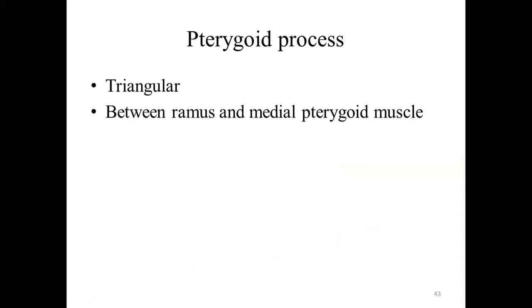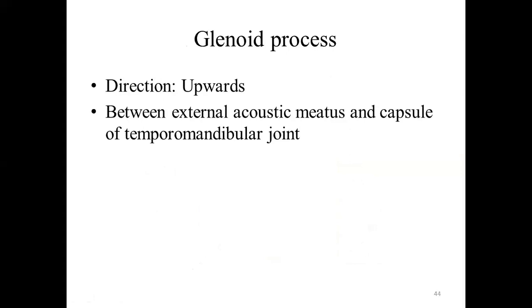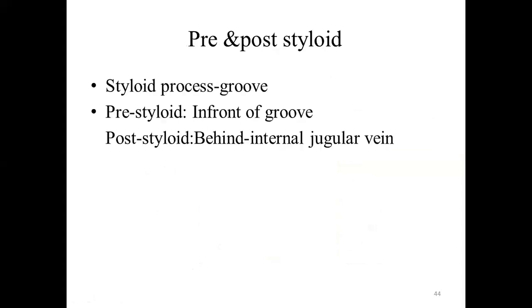Here you can see the pterygoid process, it's triangular in nature. Between the ramus of the mandible and the medial pterygoid muscle, you can find this process. In the glenoid process, the direction is upwards between the external acoustic meatus and the capsule of the temporomandibular joint. The glenoid process is nearby the meatus. The pre and post styloid process: nearby the styloid process, it makes a groove over the gland, with the pre-styloid in front of the groove and the post-styloid behind. There is the internal jugular vein also.